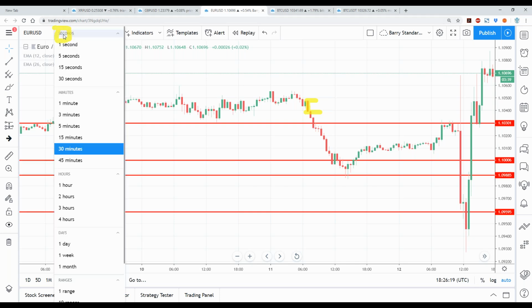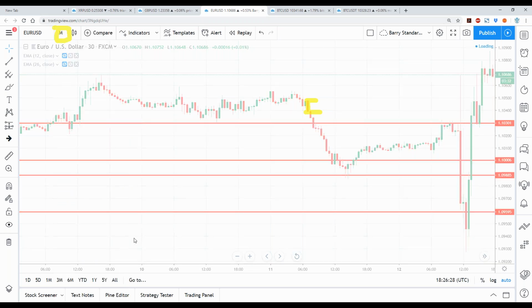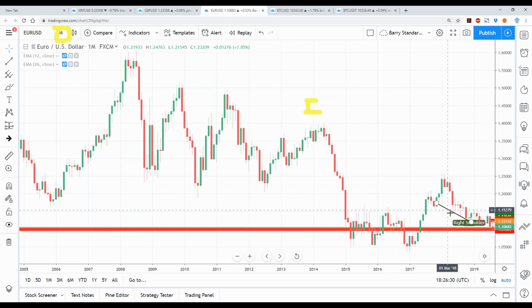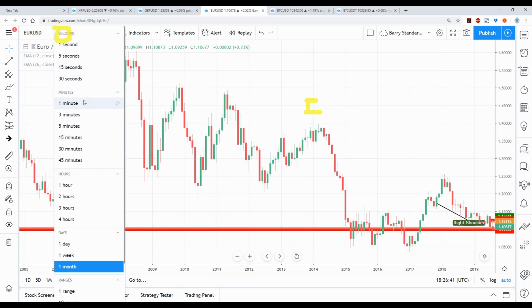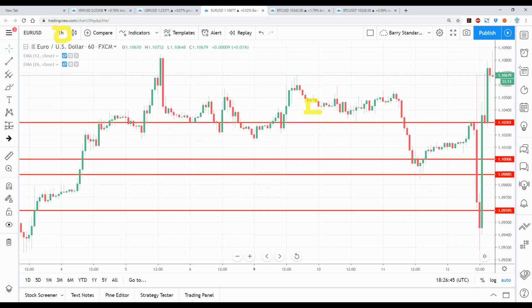Now, you can change your time frame all the way up from 1-second charts to 1-month charts. So if we change this to a 1-month chart, each one of these candles represents a 1-month movement of the asset. It gives us a historical view. A 1-month chart doesn't help us much for the type of trading we're doing, but we should always be aware of what an asset is doing.